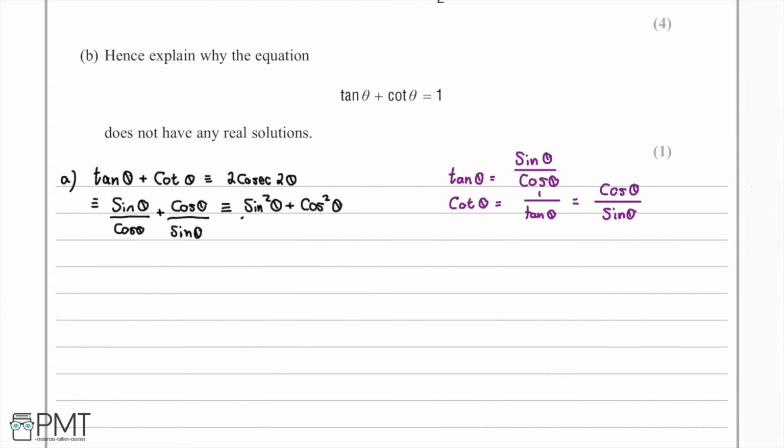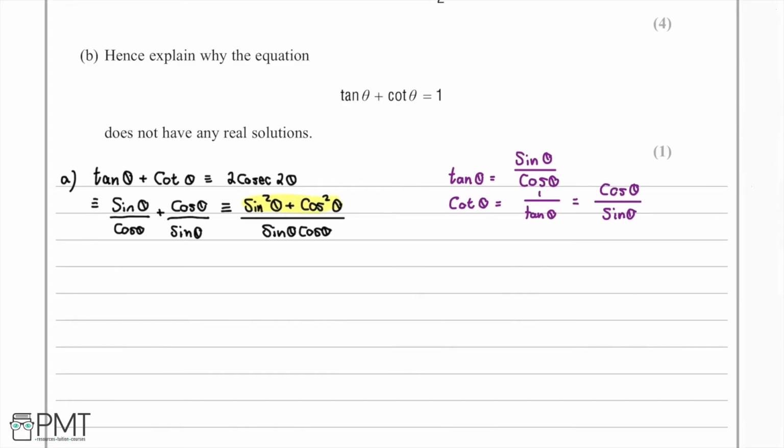And we divide that all by sine theta cos theta. So we now have a single fraction which we can deal with. So our next thoughts are, what do we know about these terms? So the first thing that springs to mind is sine squared theta plus cos squared theta.